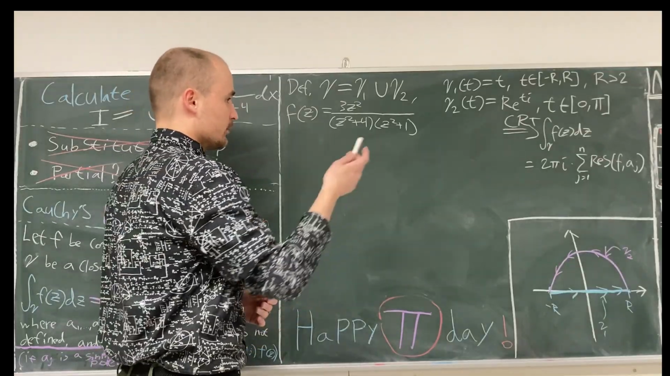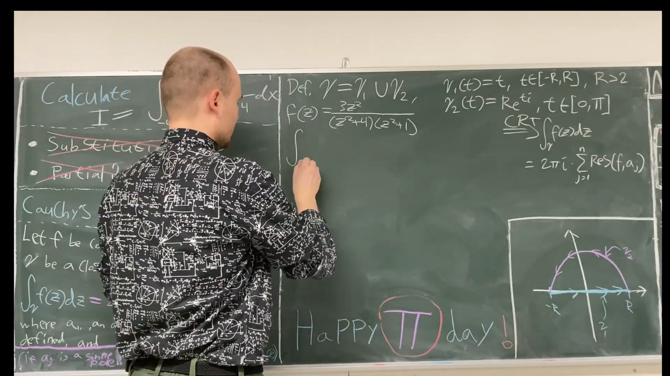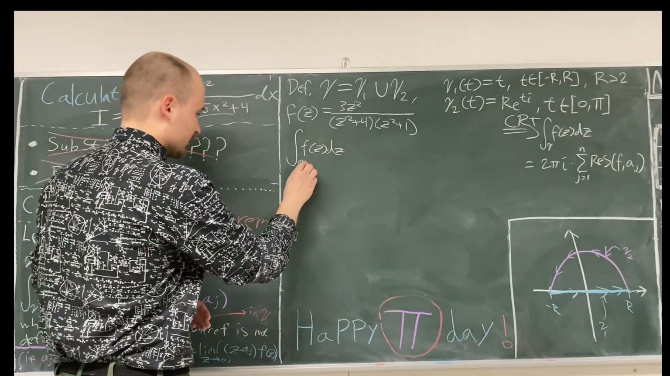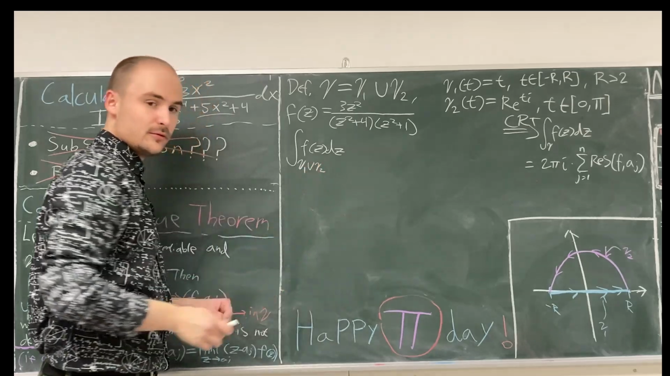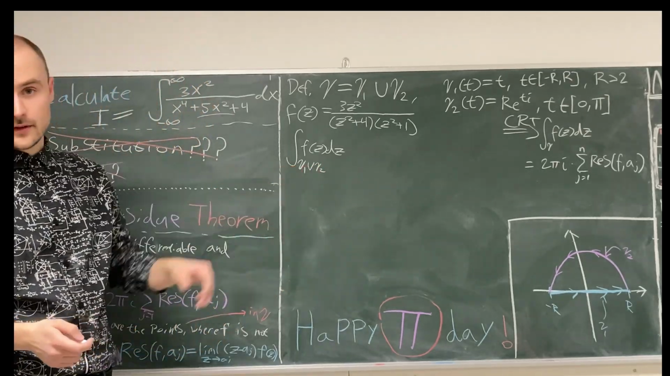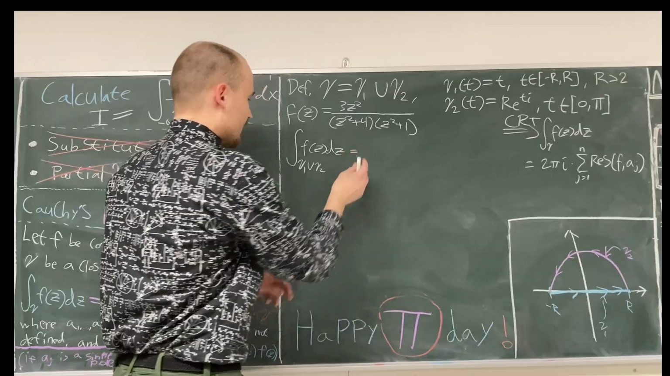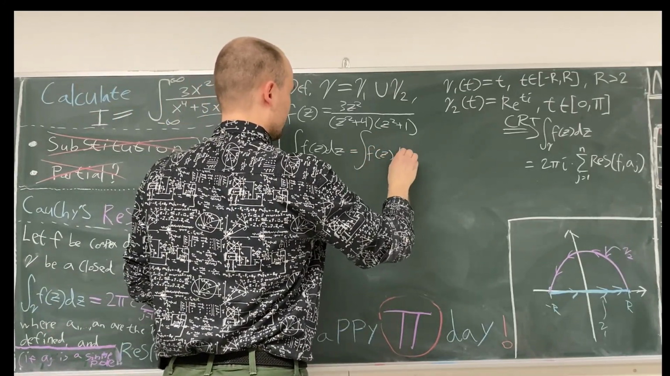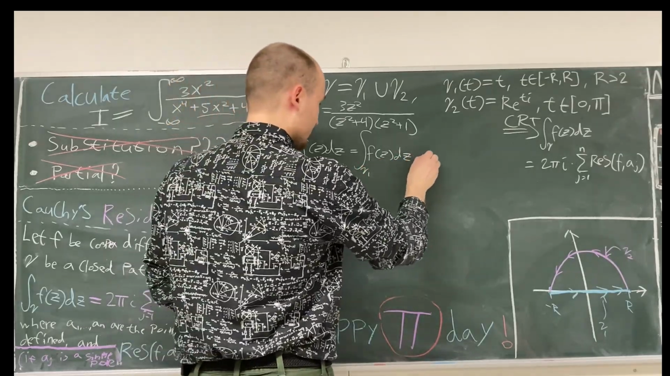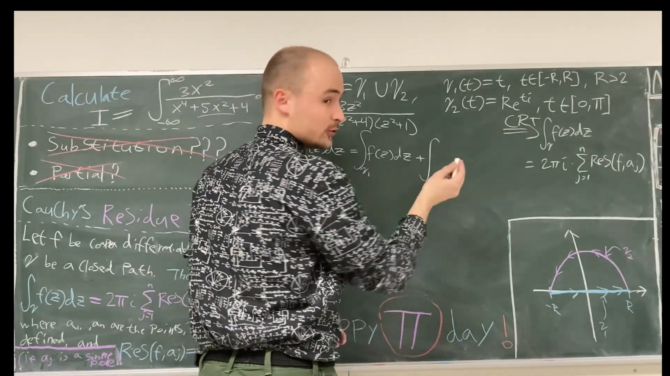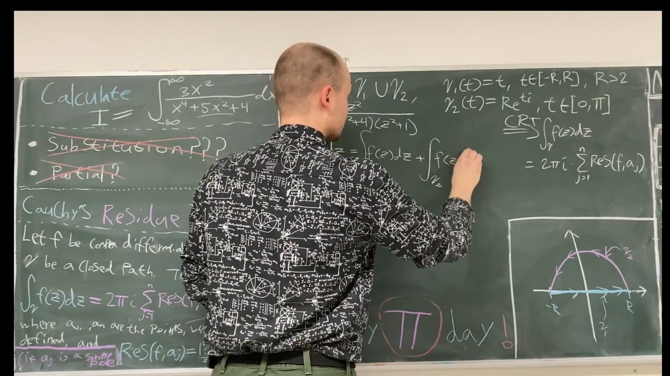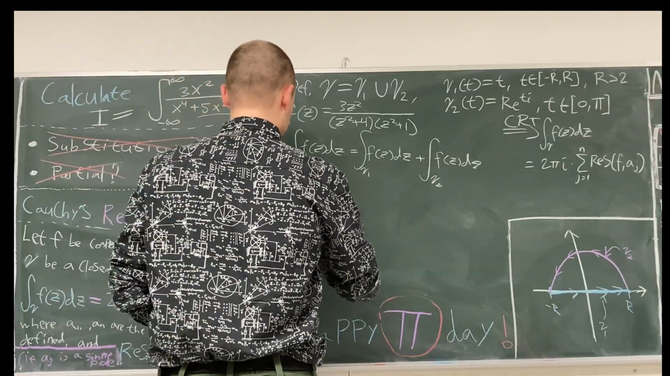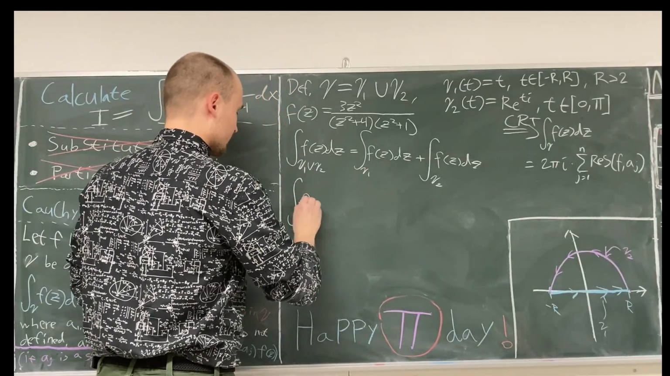integrals look. So by definition of the contour integrals, we have that the integral of f over gamma 1 union gamma 2, and then this union splits up in a sum. So we get that this is the integral over gamma 1 of f of z dz plus the integral over gamma 2 of f of z dz. So now let's calculate these individually, again using the definitions of the contour integrals.